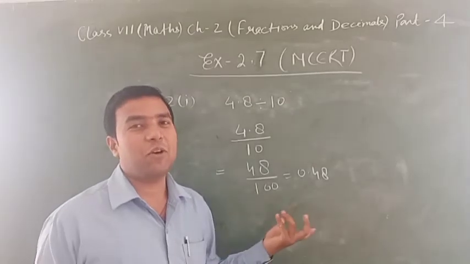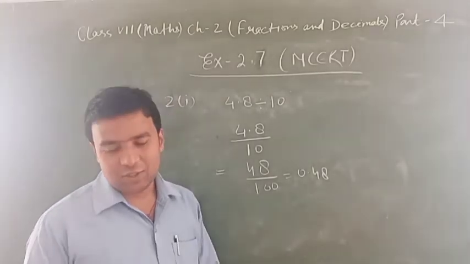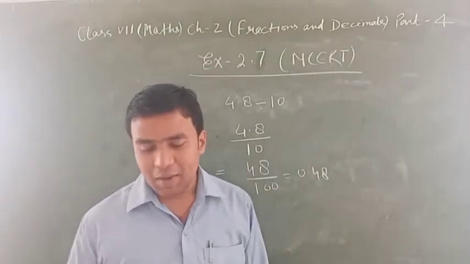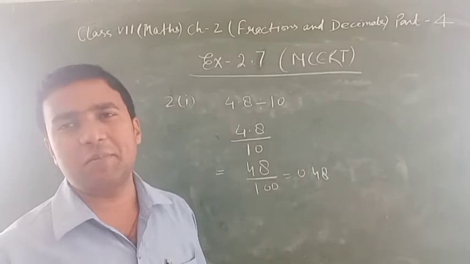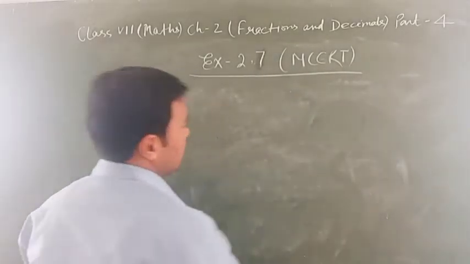Where is the problem? It is very easy. Question number 2 you can do. Question number 3, upon 100 is given. So many numbers are given. Here it is given upon 100.